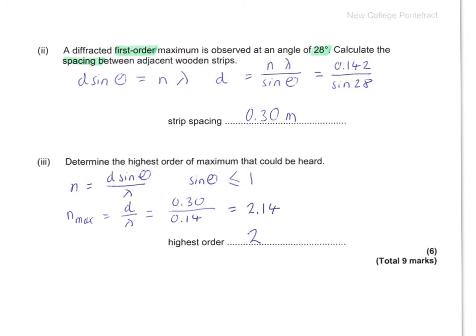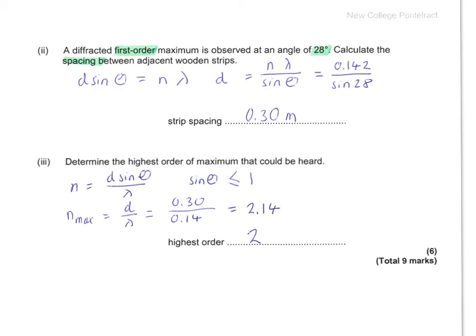Diffracted first order maxima is at 28 degrees. Calculate the spacing between the adjacent wooden slits. So we're starting with d sine theta is n lambda, rearranging that for d, so I'll get n lambda upon sine theta. n is 1, so it's just that wavelength, 0.142 if you get the whole thing in, or a bit more of it in your calculator, divided by sine 28, and we end up with d as being 0.3 meters.